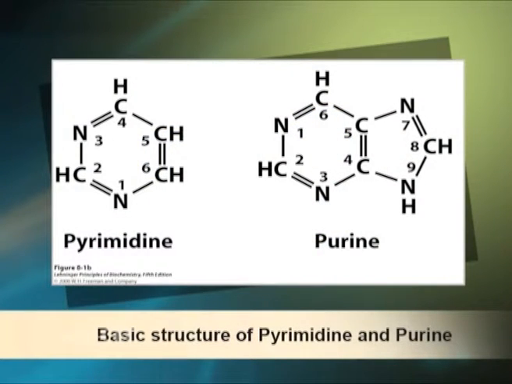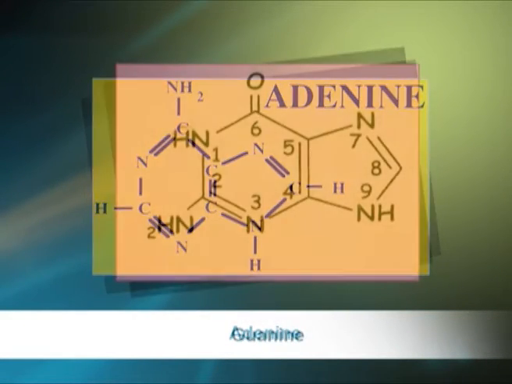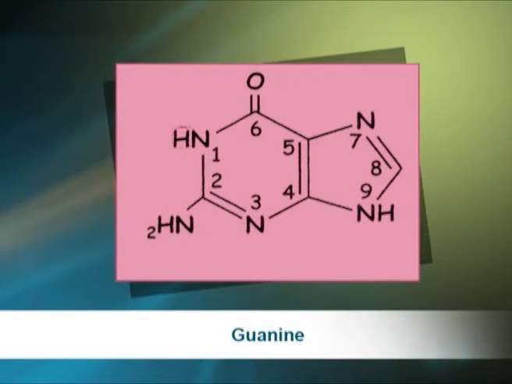Please see the figure on screen. It shows the pyrimidine and purine structure. There are two types of purines, adenine and guanine, commonly found in DNA and RNA.